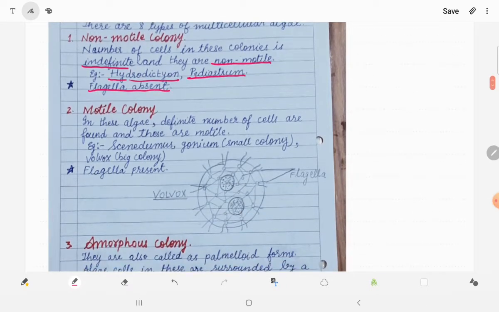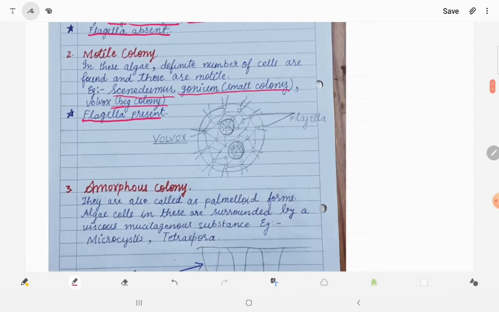Second is motile colony. In these algae, definite number of cells are present. We can count them, and these are motile. Why these are motile? Because flagella is present in them. Examples are Synedesmus, Gonium, which has a small colony, and Volvox, which has big colony. You can see the diagram of Volvox here, and flagella also can be seen here.